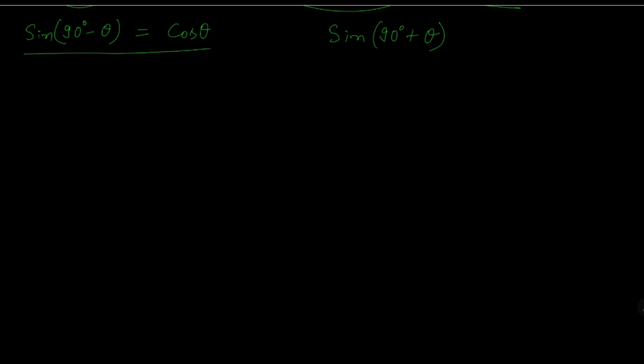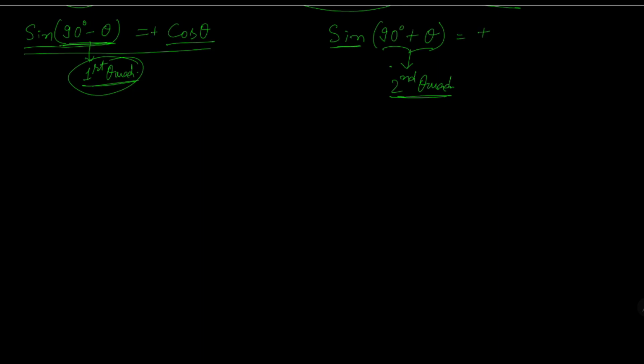Now, what is the takeaway from this? Do you realize that 90 degree minus theta is in first quadrant? Can you see that? Normally we take theta from 0 to 90, so this is first quadrant. Similarly, this 90 degree plus theta is second quadrant. Now, in first quadrant, sine is positive, hence the outcome is positive. In second quadrant, sine is positive. So this is still positive, right?